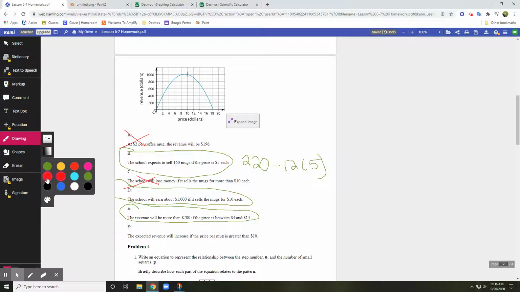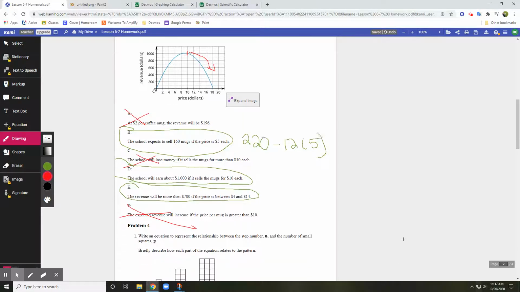F, the expected revenue will increase if the price is greater than $10. All right, so we have our $10 mark. Nope, it is not increasing. The revenue is not increasing at that point. It is decreasing. It is still positive, but it is not increasing.